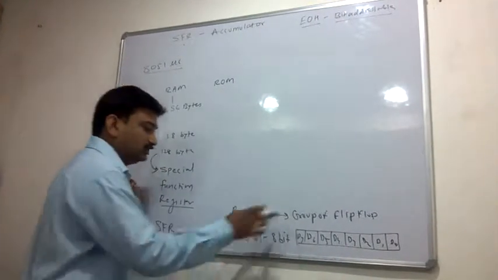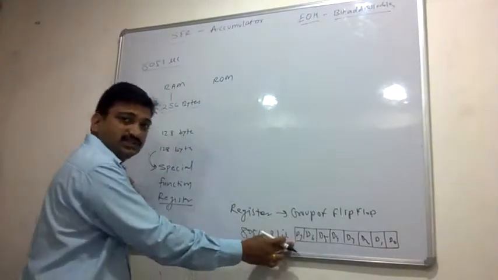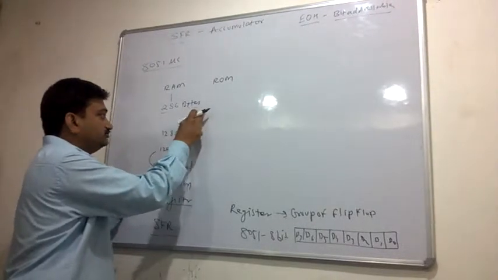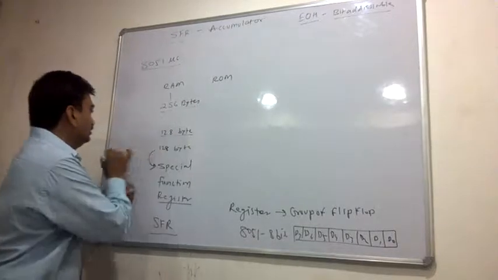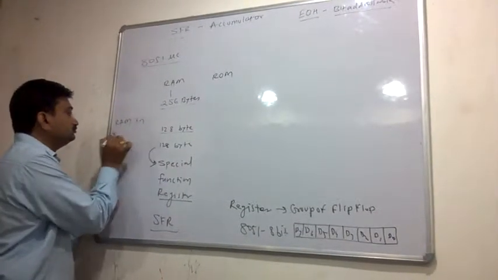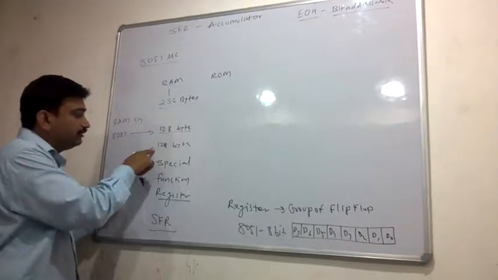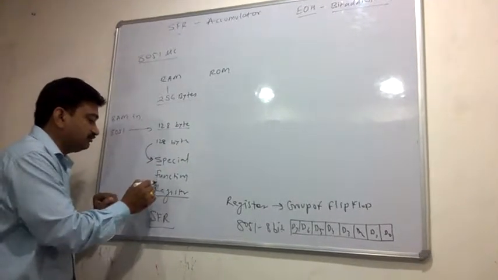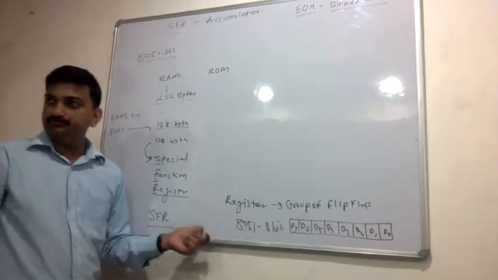Such 256 registers, or 256 bytes, are there, which are divided into 128 and 128. So generally we say that the RAM of 8051 is 128 bytes, and the remaining 128 bytes are used for the special function registers. Register means a group of flip-flops.